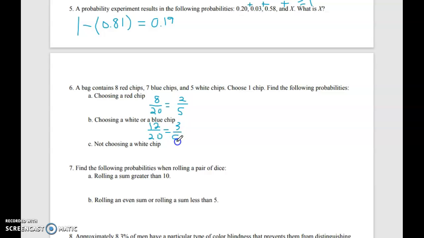And the last one, the probability of not choosing a white chip. So I had 2 ways I could do it. I could just add up red and blue. Or I could do 1 minus the probability I do pick a white chip. And that's what I'm going to go with. That's 5 out of 20. So 1 minus 5 out of 20. That's going to be 15 out of 20. And again, if I reduce that, I'm going to get 3 over 4 is the probability of not choosing a white chip.